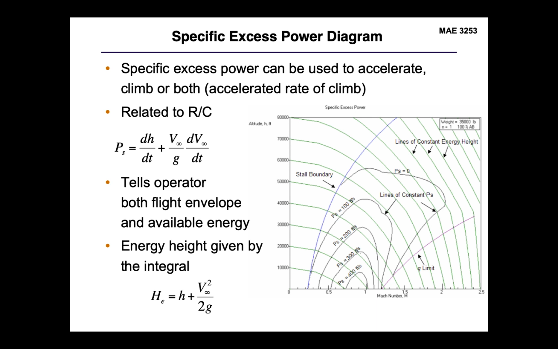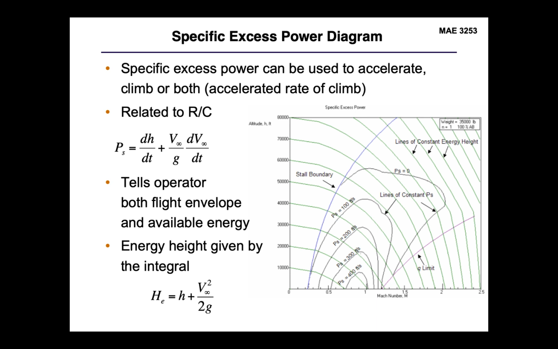Now, the last piece that we're going to talk about in terms of maneuverability is what we call the specific excess power of the aircraft. In reality, we've already looked at this with the rate of climb, because that rate of climb was looking at the excess power acting on the aircraft.